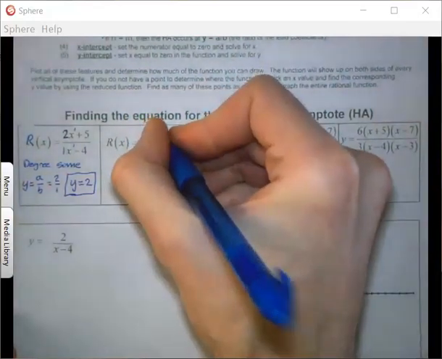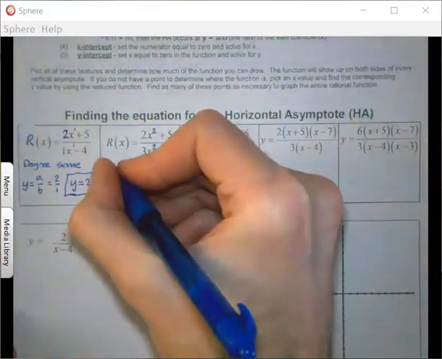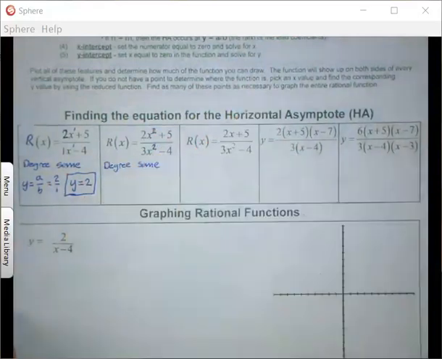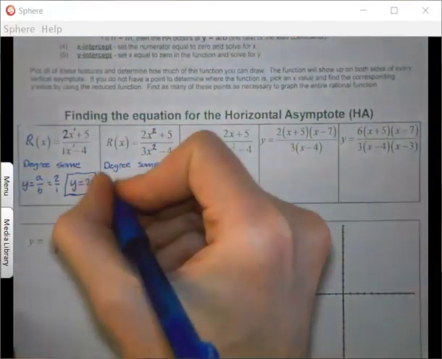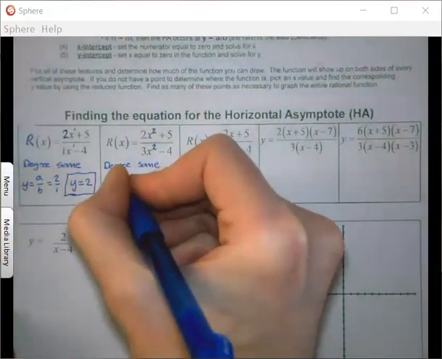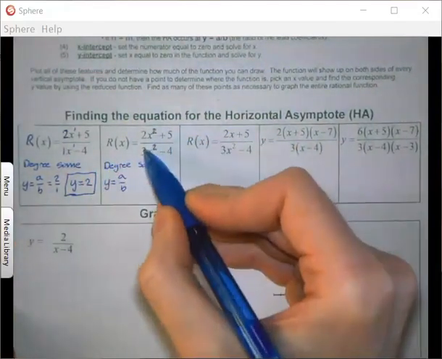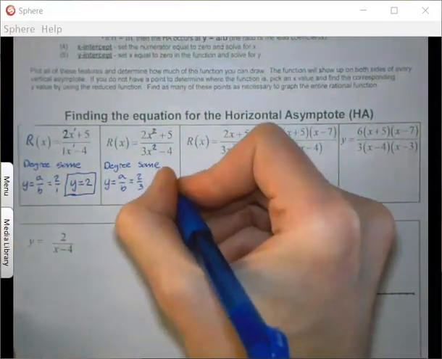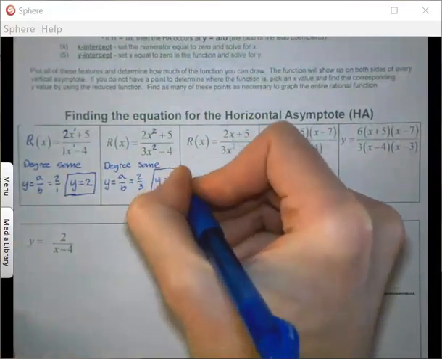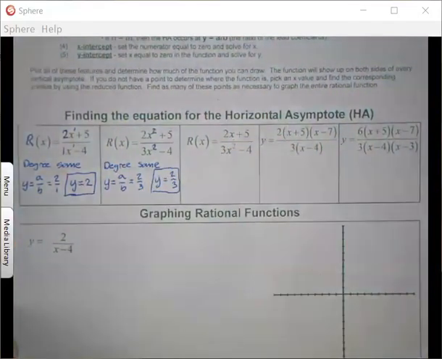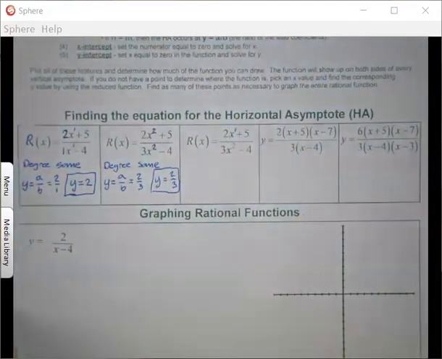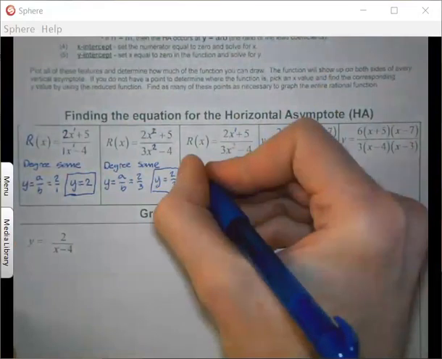Here, again, we have second degree, so again, the degree is the same. So our asymptote is at y equals a over b, in this case, 2 over 3. So our horizontal asymptote is at 2/3. Again, when the degree is not written, it's 1. So here the degree is larger on the bottom.